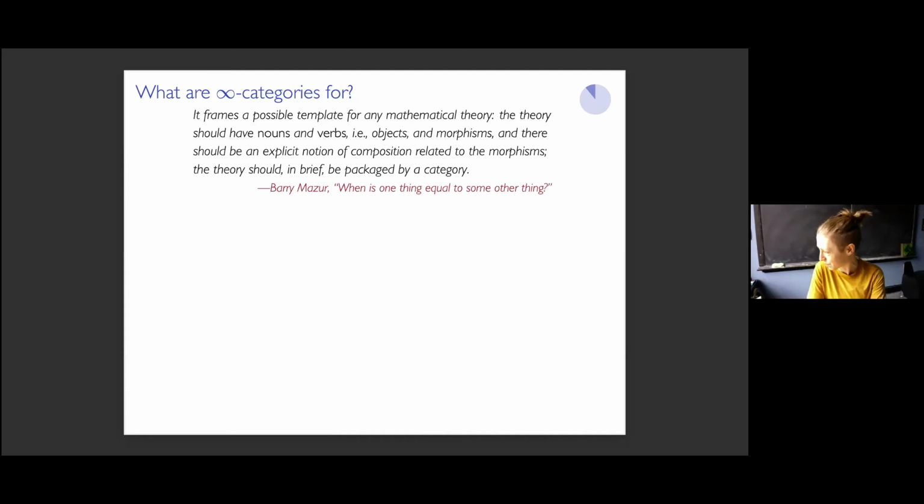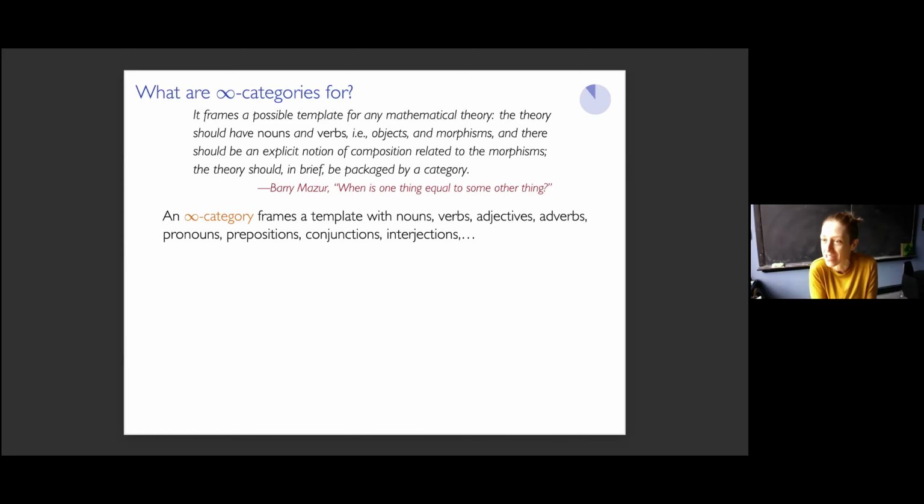So I like to say an infinity category frames a template for a mathematical theory, with nouns, verbs, adjectives, adverbs, pronouns, prepositions, conjunctions, interjections, and so on. So what I mean by this is, if you're interested in topological spaces, then one categorical point of view would be that it's productive to study spaces together with continuous functions between spaces. I mean, that is unquestionably true.